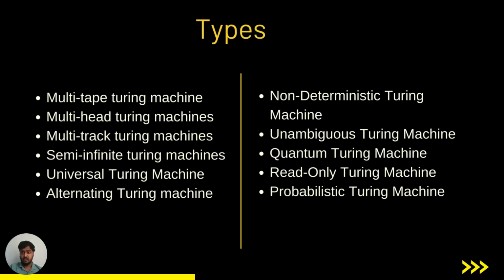Tenth one, read-only Turing machine. This is a class of model of computability that behaves like a standard Turing machine and moves in both directions across a given input, except it cannot write to the input tape and only reads it.